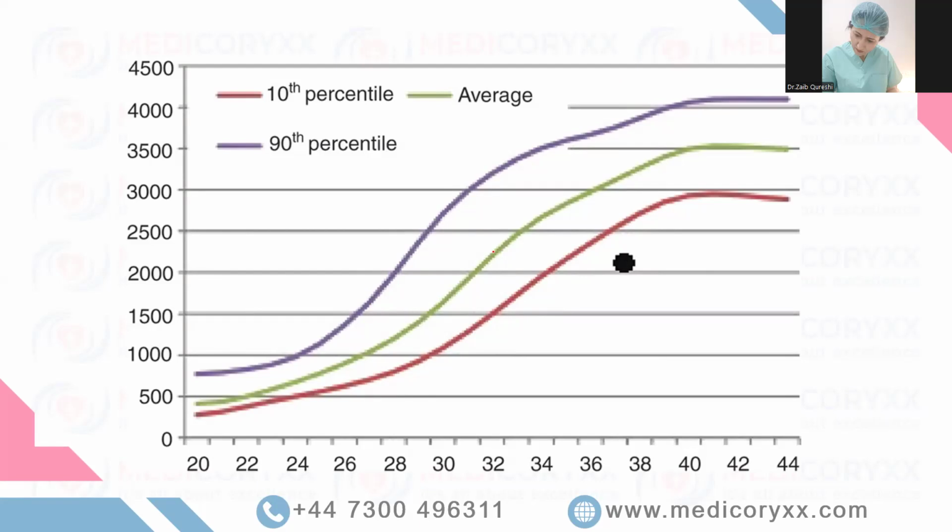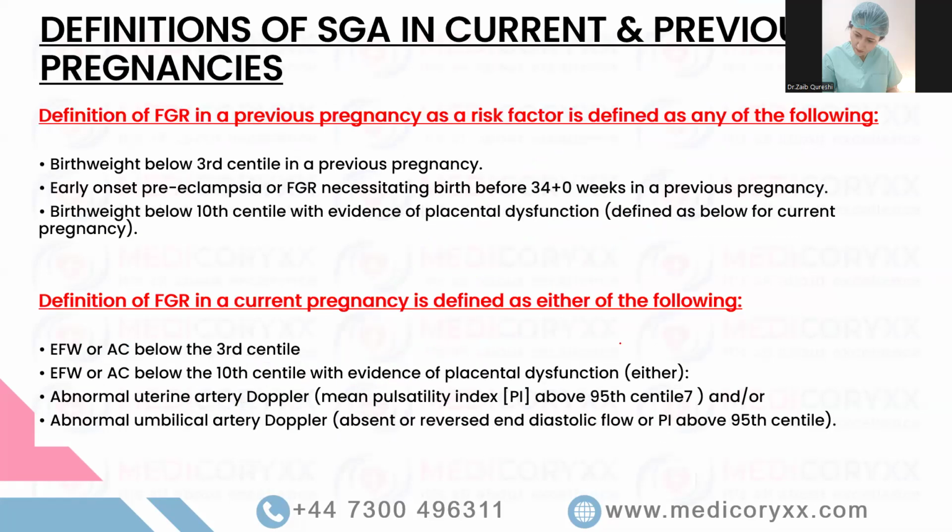But the thing is, we need to fix an idea about what exactly small for gestational age is. So I think this is going to give you a vague idea. All right. Because there are multiple parameters, we are going to check how we are going to diagnose. The guideline has clearly given us a few definitions of SGA in current and previous pregnancies.